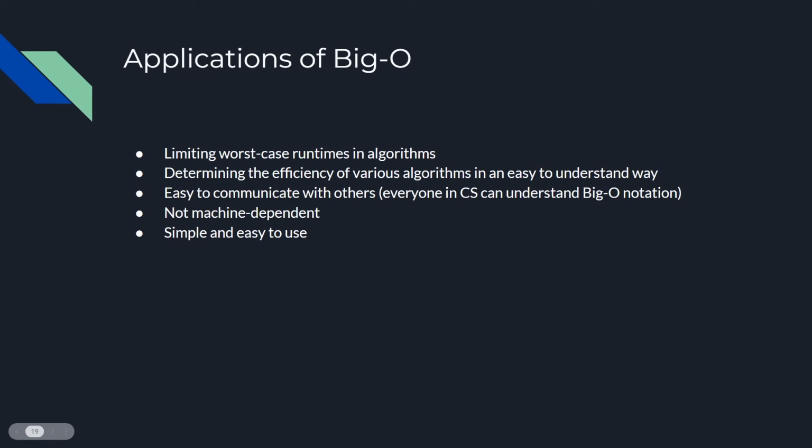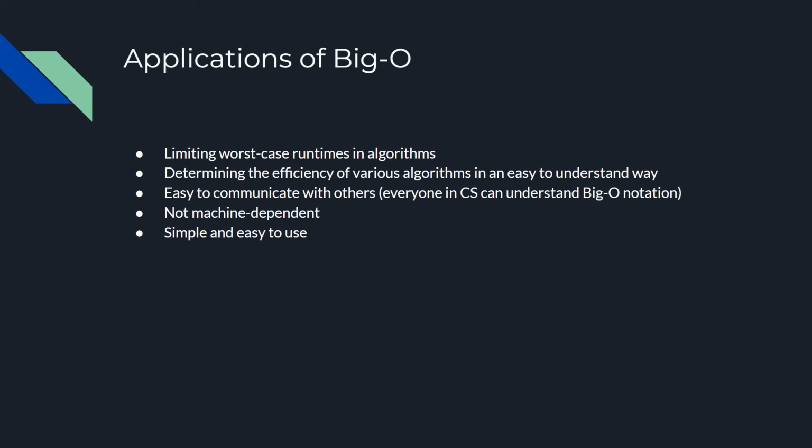Right. So after learning so much about big O notation, you might be wondering what some uses for big O notation are. It turns out it has several useful applications. So the first one is limiting worst case runtimes in algorithms. Now you might think someone would care most about the average time, but if you're a big corporation, you would want to limit the worst case time because you don't want any downtime due to algorithm failures.